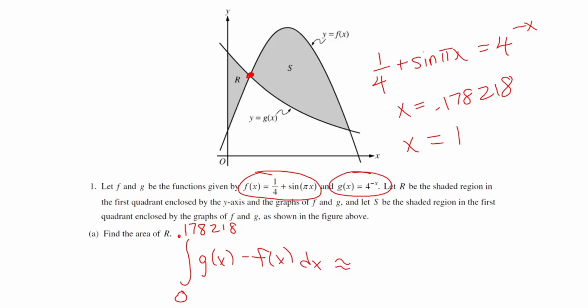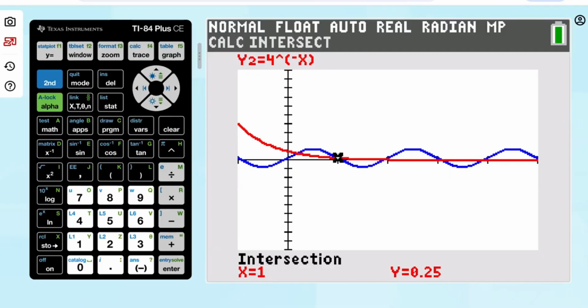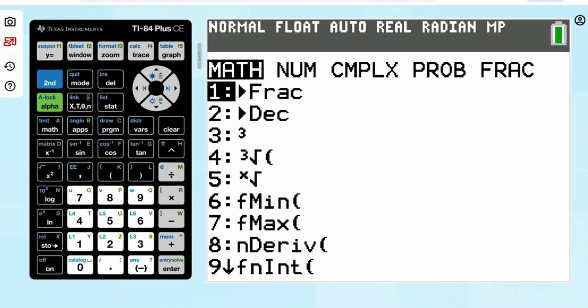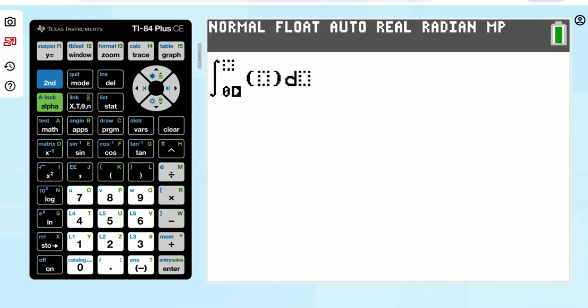So now we do need to evaluate this integral to get our final answer here in part A. So once again, we'll just go back to our calculator. We'll hit second quit, and we will hit math, option number 9, to do an integral here. And it's going to go from 0 to that intersection point that we found at 0.178218. And then it's just the upper function minus the lower function. And that was g minus f.